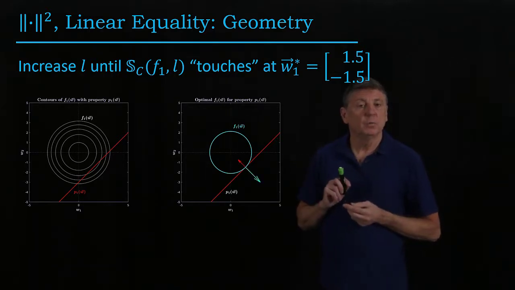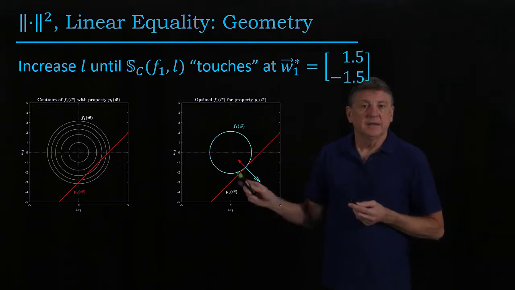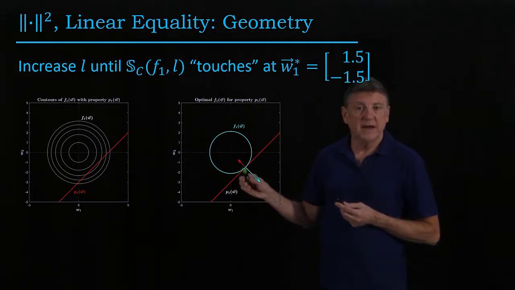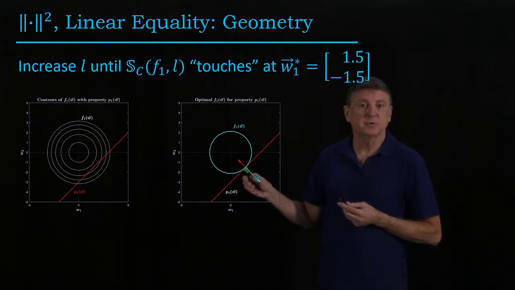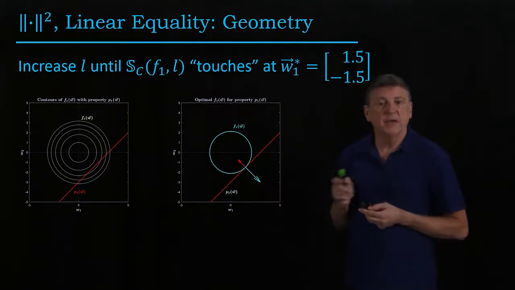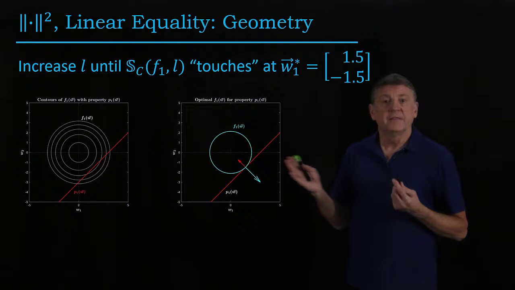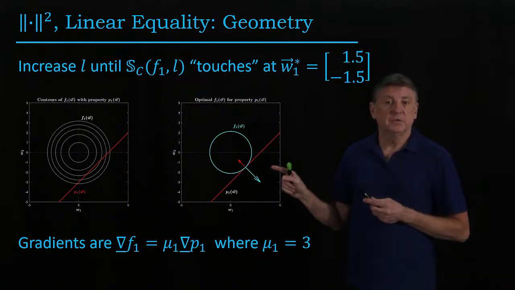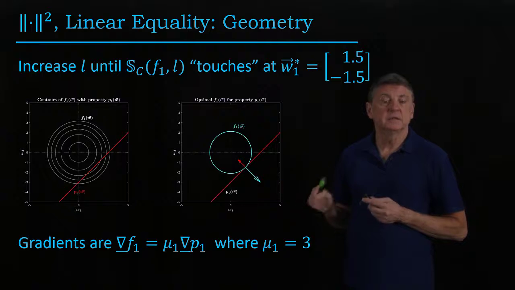And so what we would find is that this cyan arrow is the transpose gradient of that circle, and the red arrow is the transpose gradient of the constraint line. And we can see that these are parallel. They happen to be directed oppositely. And the multiplier between the two of these is the value 3.